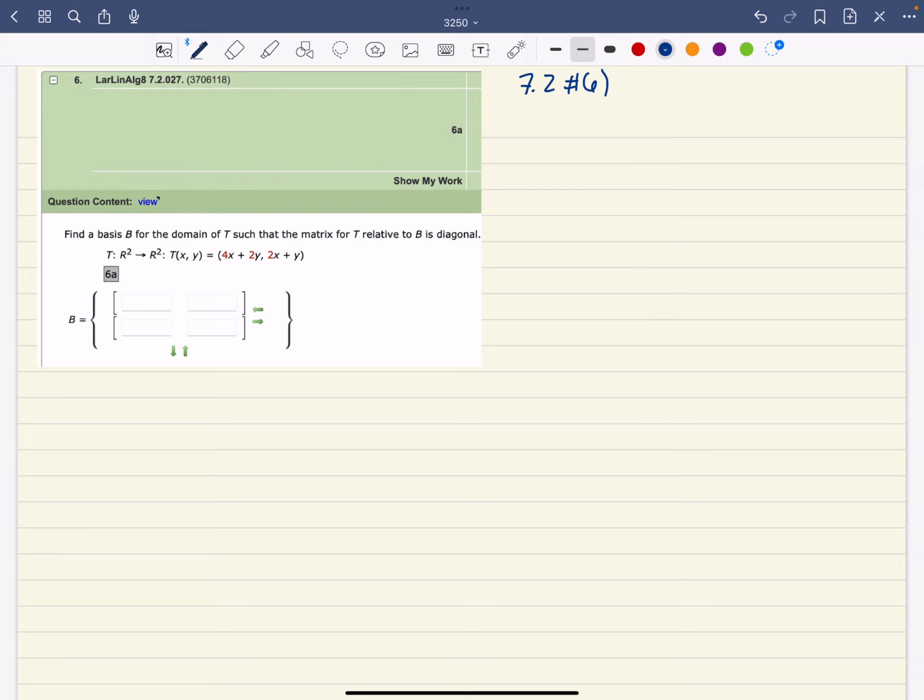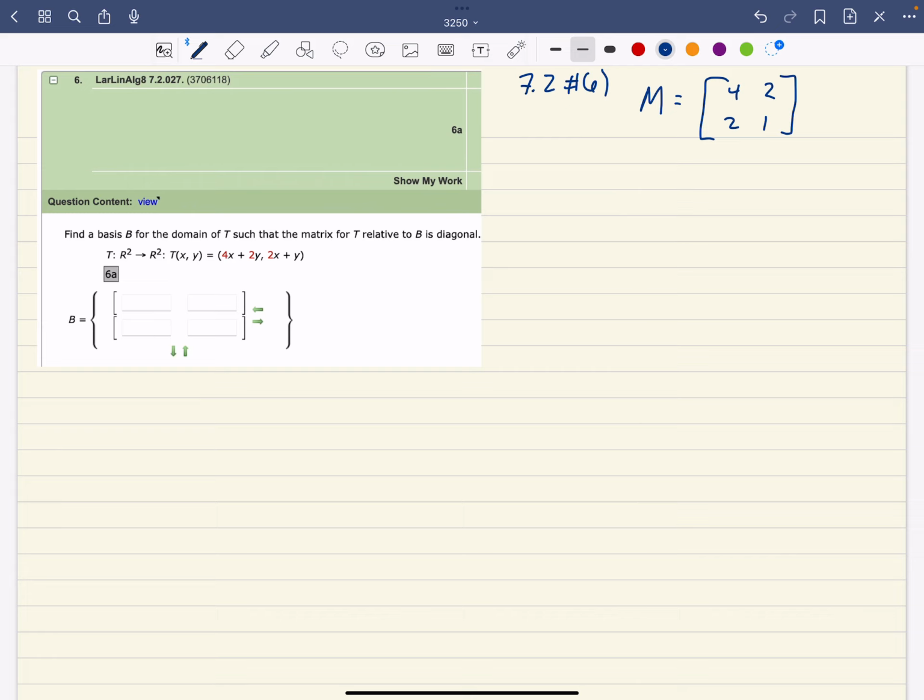But the idea is first we're going to talk about the matrix for this transformation. In our case, your numbers will probably be different, but this will be 4, 2, 2, 1. So that's our matrix. And then what we're trying to do is basically just diagonalize the matrix. We'll talk about diagonalization as a systematic thing in 7.3, so you may have already seen that material, you may not. So that's our matrix M.